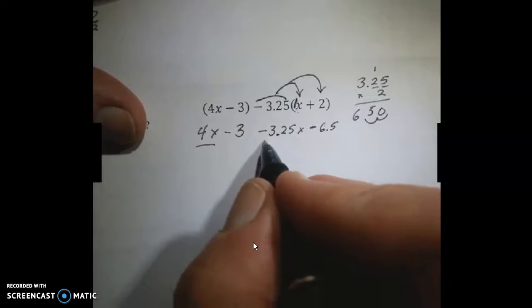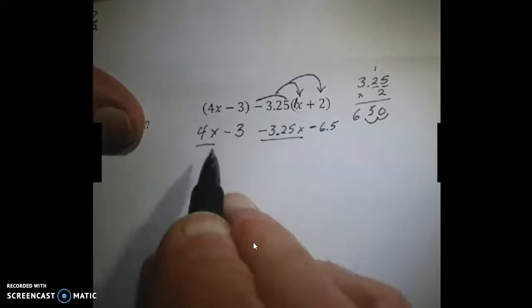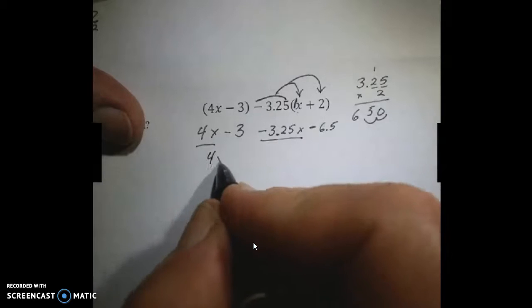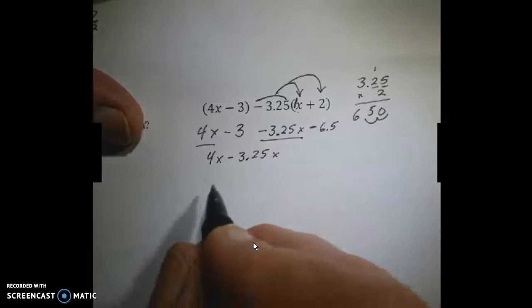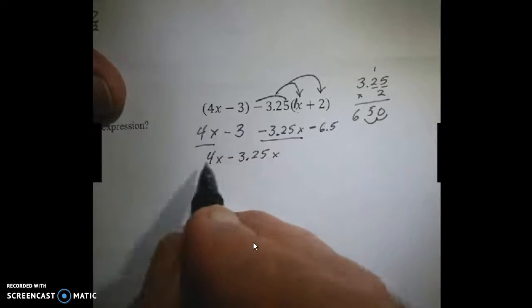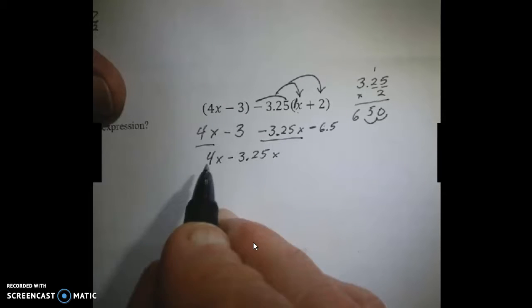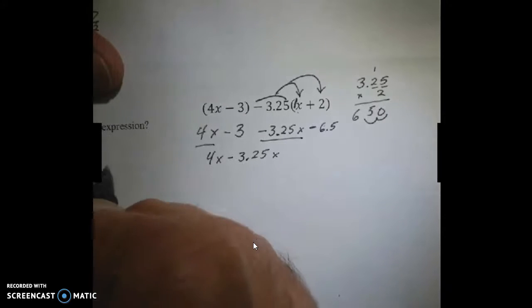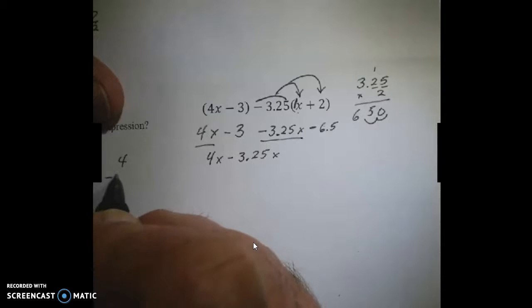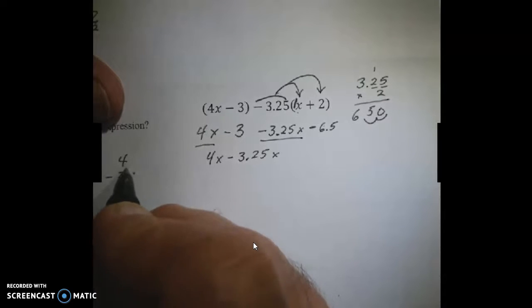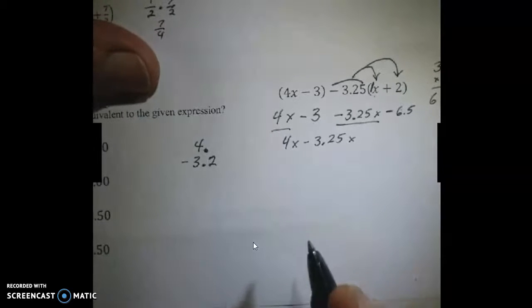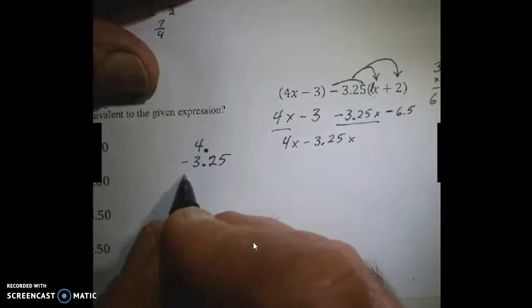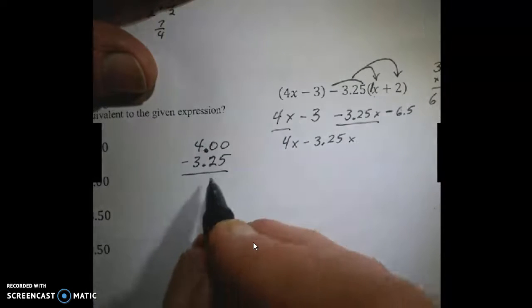Combining the like terms, the x's can go together. The 4x minus 3 and 25/100ths x. Well, to add and subtract fractions, we're going to subtract. Take the smaller one away from the larger one. We want to take the 3.25 away from the 4. Put the 4 on top, minus 3.25. We line up the decimal points. On 4, the decimal point would be right here. So we're lining up the decimal points, and fill in with zeros.